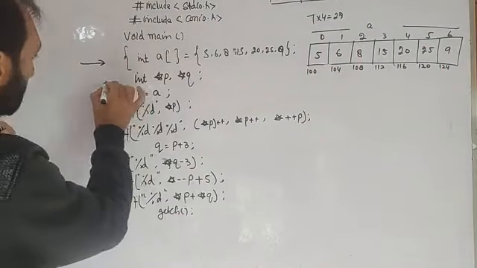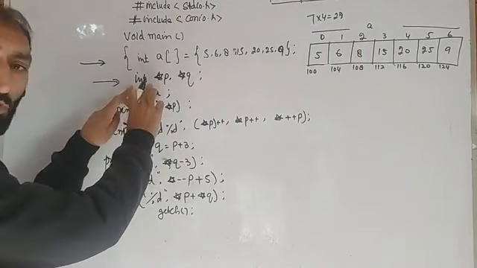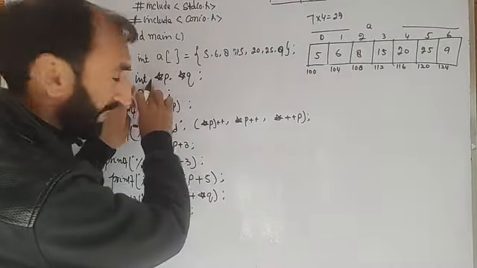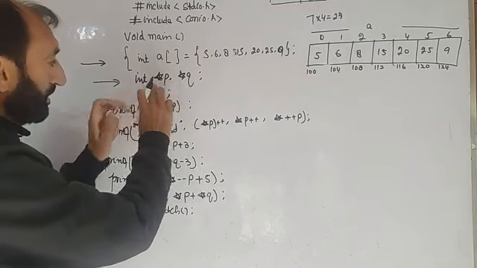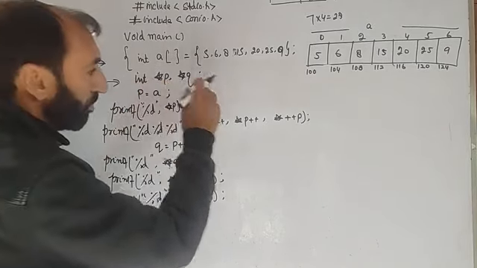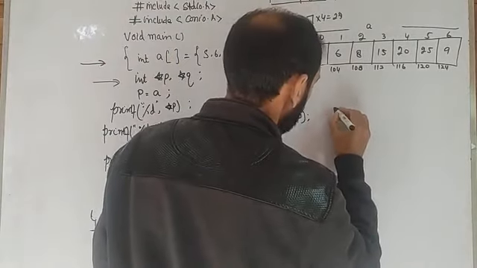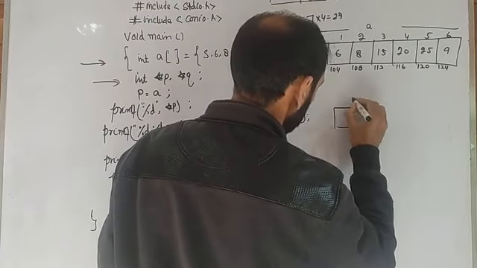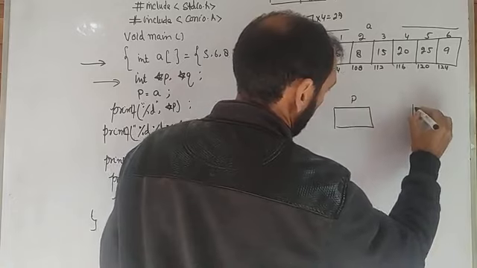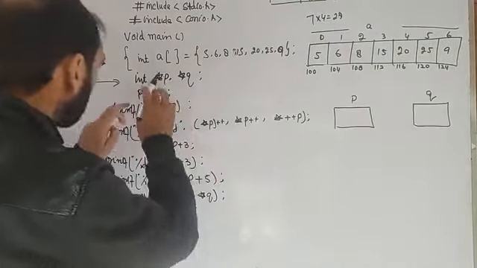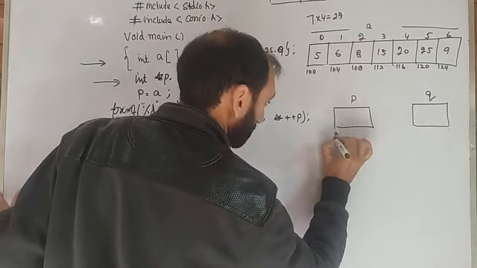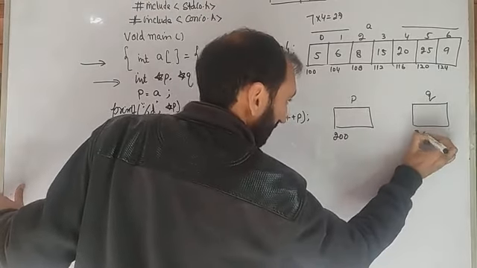And here I am going to declare two pointers, P and Q. For example, this is a pointer P, and the second one is a pointer Q. For example, pointer P has address 200 and pointer Q has address 300.